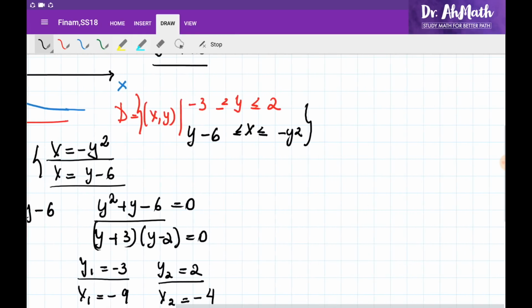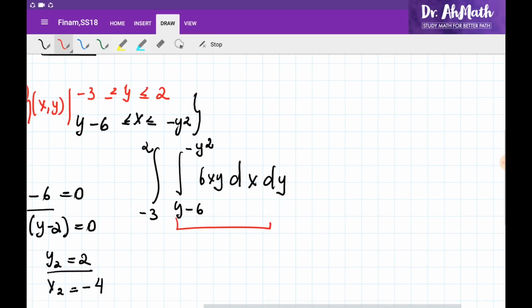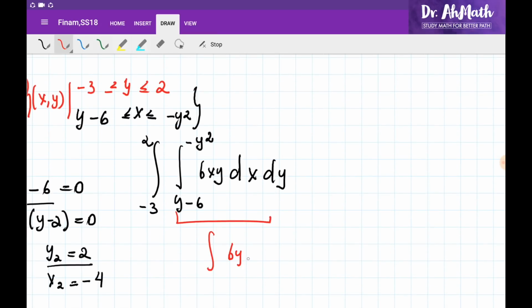So let's integrate it. We need to integrate 6xy with respect to x first of all, because x changes between the two functions from y minus 6 until minus y squared. Then we have to integrate this with respect to y, where y would change between minus 3 and 2. So let's first of all compute the inner integration of 6yx with respect to x, where the borders are these two functions. The antiderivative of this function is going to be 3yx squared, and we need to substitute minus y squared and y minus 6 into here.